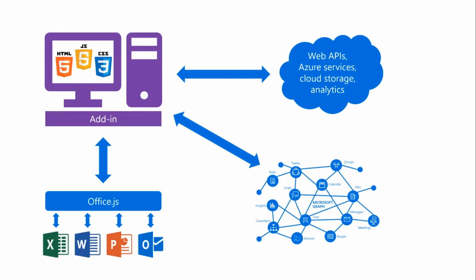It can call other web APIs. It can access Azure functions. It can use Microsoft Graph. But what we tend to focus on in this call is the Office JS library, the Office JavaScript APIs. And those allow your add-in to interact directly with an Excel workbook, a Word document, an Outlook message, and so forth. So that's the quick overview.